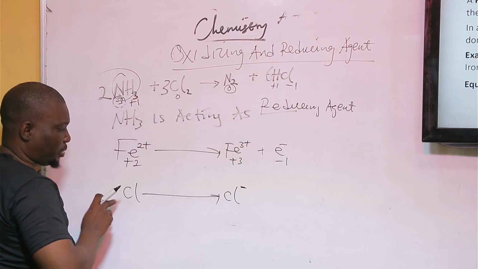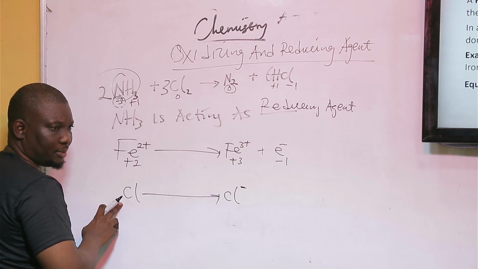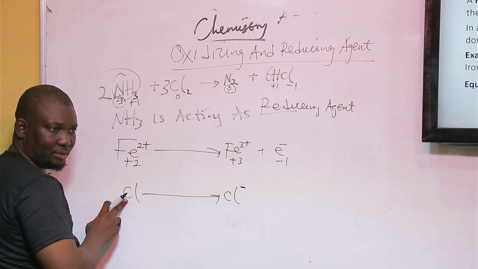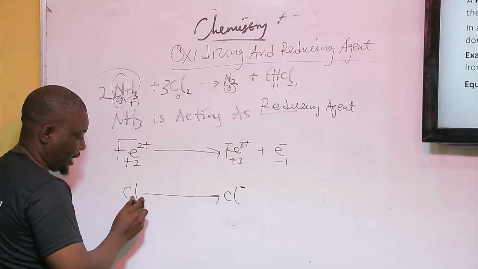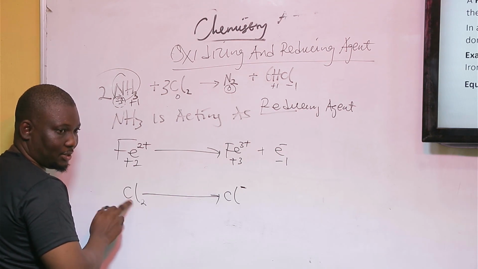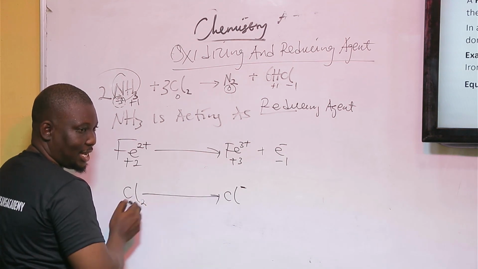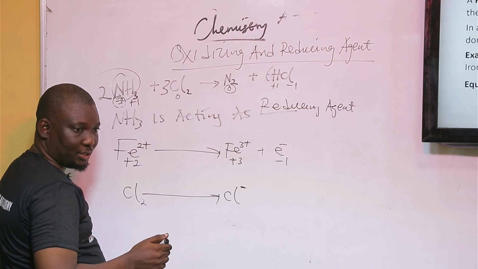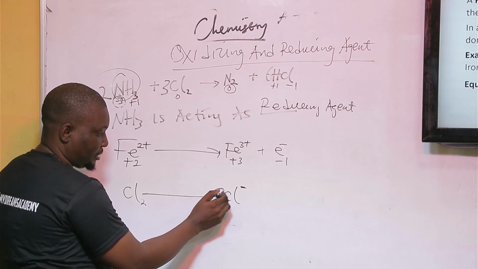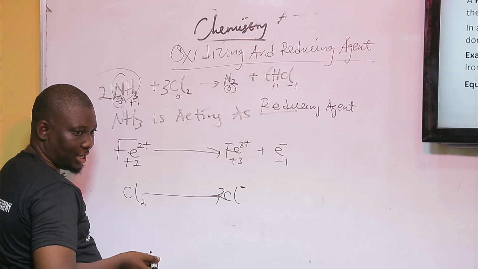Okay, now there's a problem with this equation here. What's the problem? Uncombined chlorine does not exist. Bear it in mind, it is diatomic, so you have it as Cl2. That means you must balance this atomically, because before you start thinking of balancing ionically, the number of atoms must be balanced first. Are you with me now?